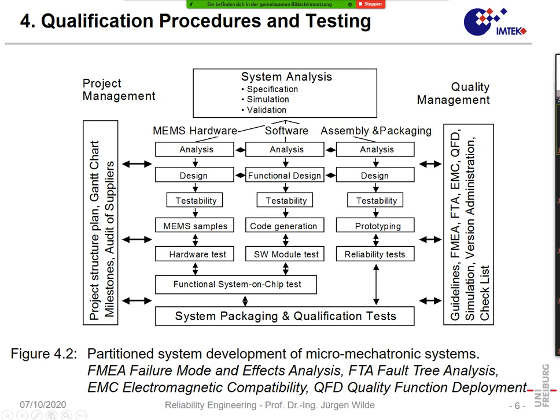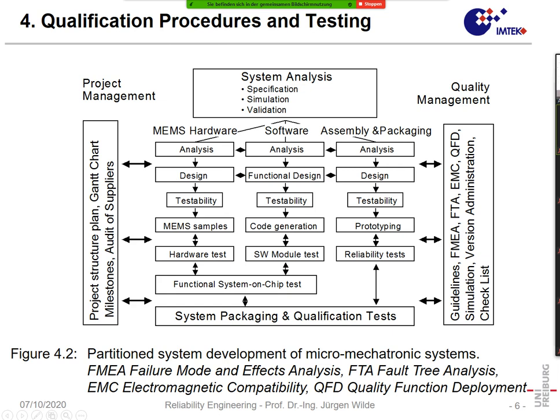In each of the branches, the developer goes through analysis and design. Testability is always an important part. Testability in mechanical parts means, for instance, measuring size, mechanical tolerances, and so on. And in the end, it is tested. Hardware is tested, software is tested, reliability is tested.